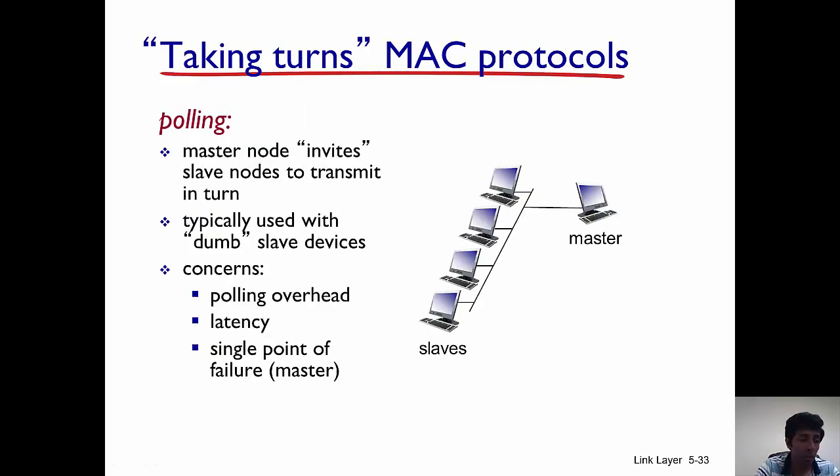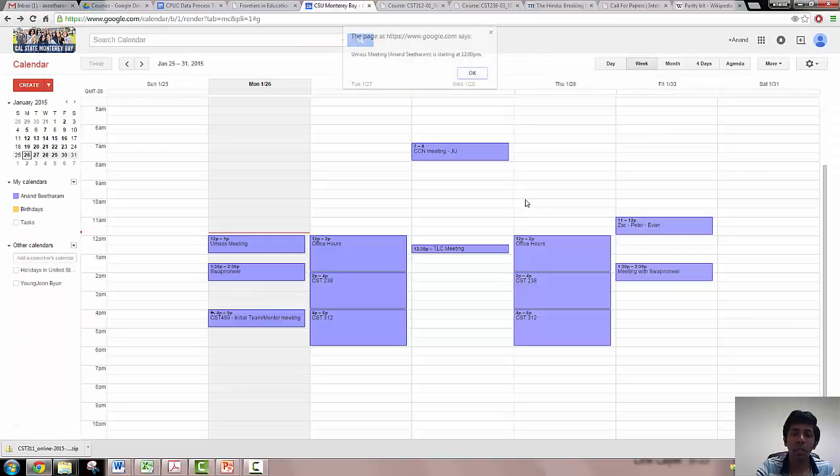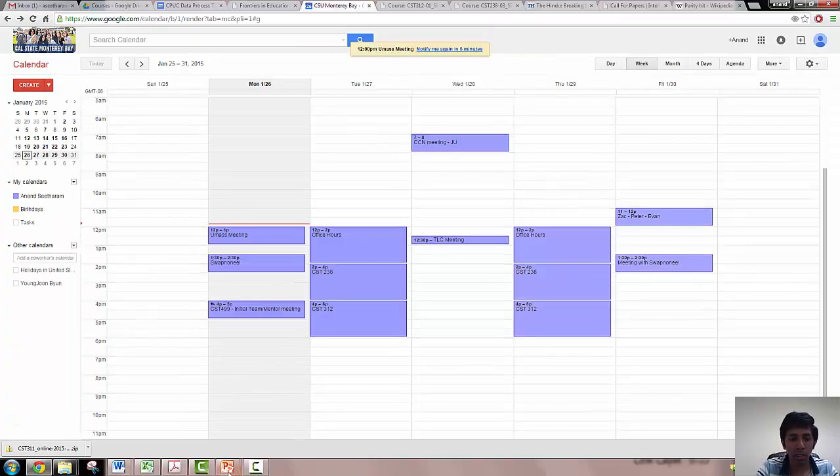Okay, so taking turns in the case of polling is much better, because it invites and makes sure that only nodes which have to transmit can actually transmit at the same time. One of the biggest issues with taking turns protocols is that there is a master. If the master somehow crashes, the slaves have no way to determine who should transmit. So that is a single point of failure. The other thing is, though it's better than TDMA in the sense that you don't have wasted slots, there is still an overhead. The master has to poll the different nodes and then determine which nodes should be given access to transmit.